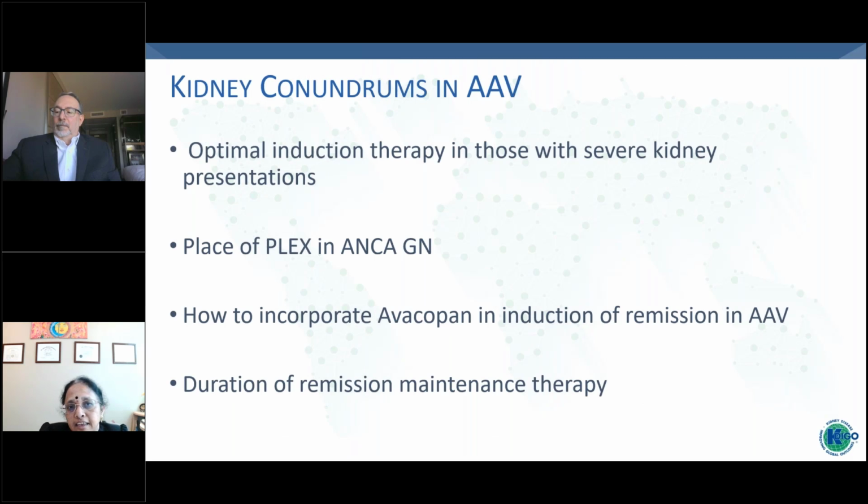So what are the kidney conundrums in ANCA vasculitis? What are the areas of unmet need? Number one, we are still trying to define the optimal induction therapy in those with severe kidney disease presentations. The place of plasma exchange in ANCA-GN is still a matter of debate. How to incorporate avacopan in the induction regimen in ANCA vasculitis is an important question. And finally, the duration of remission maintenance therapy is again an open question with no clear answers.